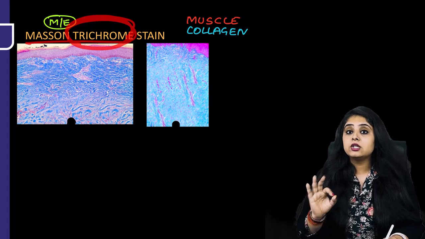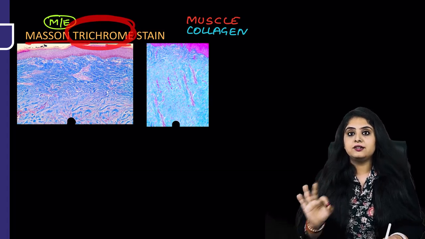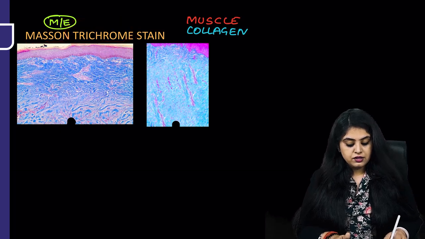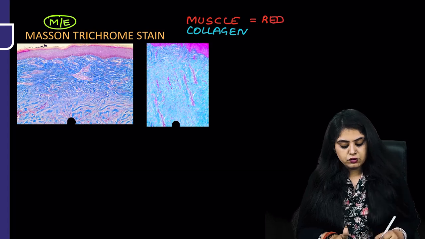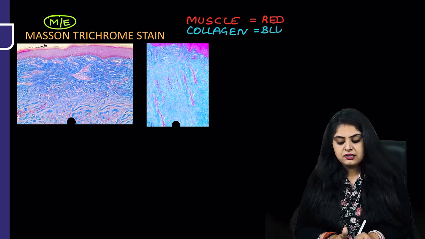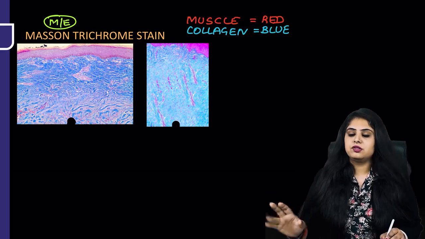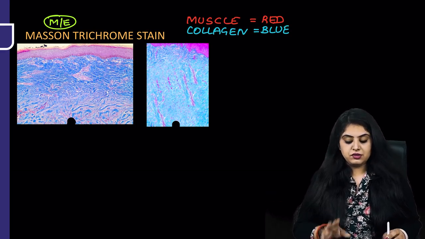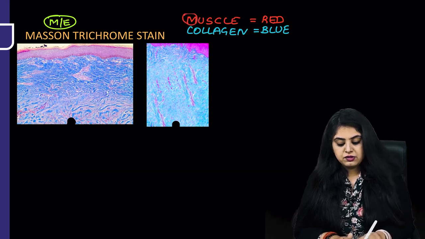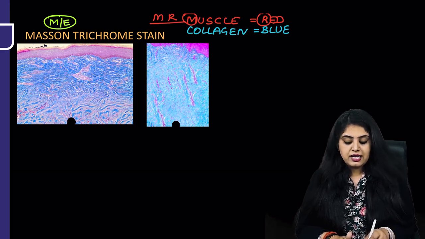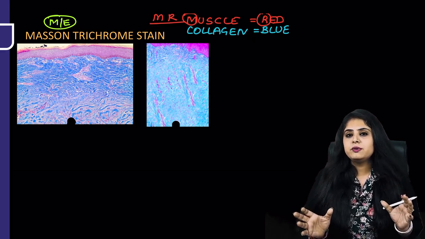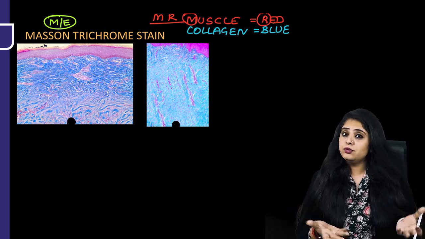Trichrome tells me that there are three colors. Tricolor, three color. What are the colors? So remember there is a color called red. Then there is a color which is going to be blue. And then there's another color which is blackish, which I'm not interested in. My concern is two colors out of these. Out of them, remember, muscle is going to become red in color and obviously collagen becomes blue. Whenever you are confused between muscle or collagen, you will use Masson trichrome.